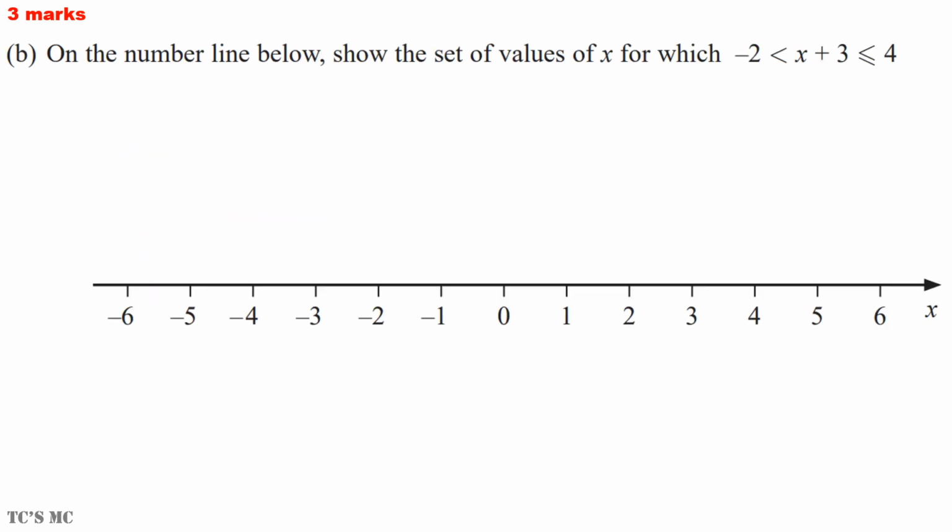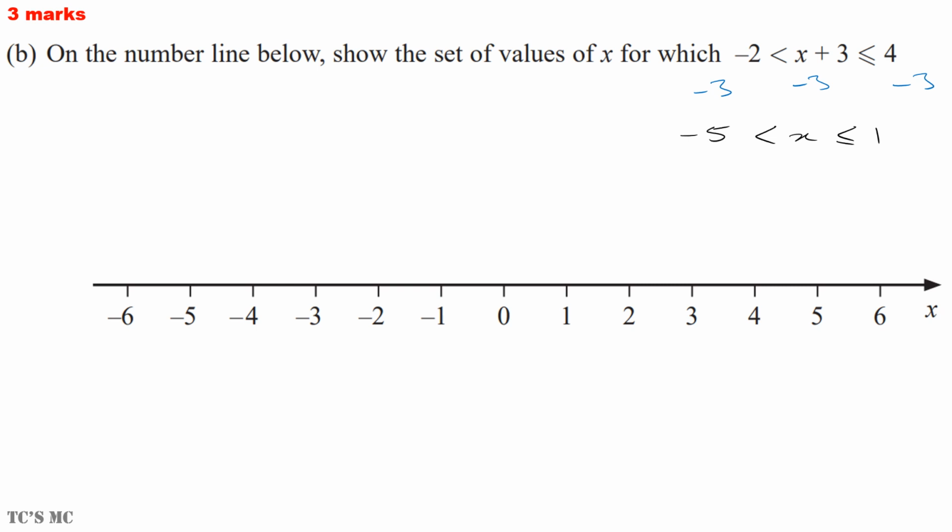On the number line below, show the set of values of x for which -2 is less than x add 3, which is less than or equal to 4. So we need to solve this first. We need to subtract 3 from all parts. And by doing that, we have our first mark. We've got -5 is less than x, which is less than or equal to 1. That there would get us our first mark.